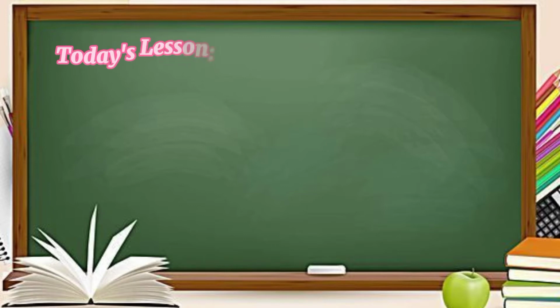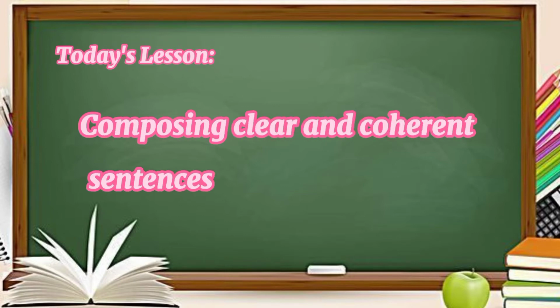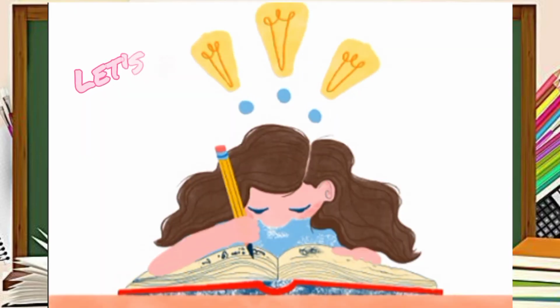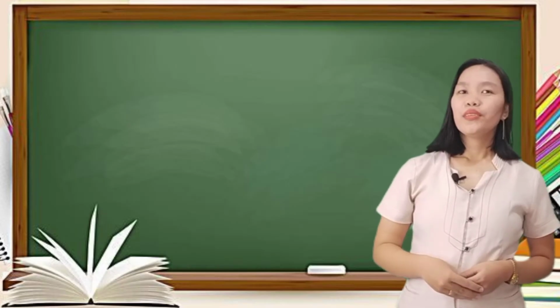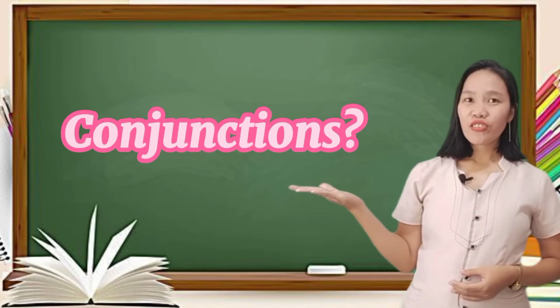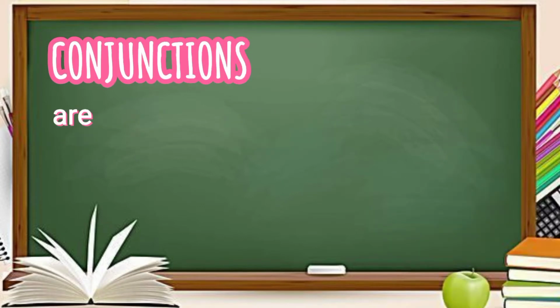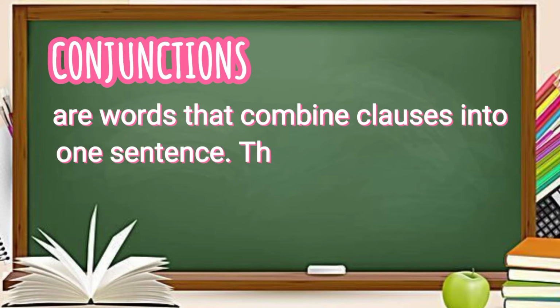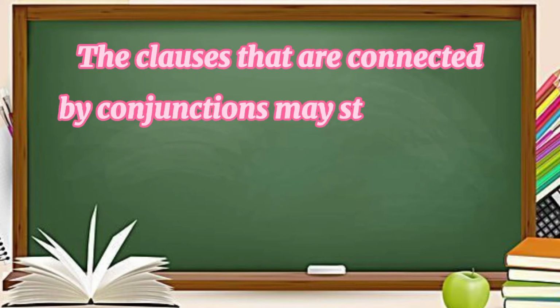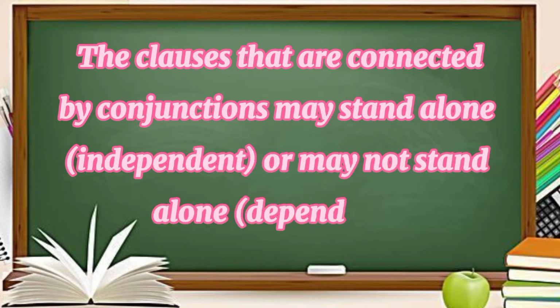For today's lesson, we will talk about composing clear and coherent sentences using conjunctions. To start, let's define conjunctions. What are conjunctions? Conjunctions are words that combine clauses into one sentence. They are like bridges that connect different places. The clauses that are connected by a conjunction may stand alone, or be independent, or may not stand alone, or be dependent.